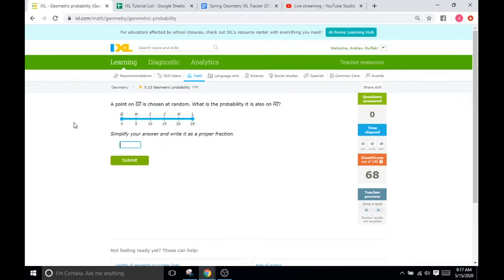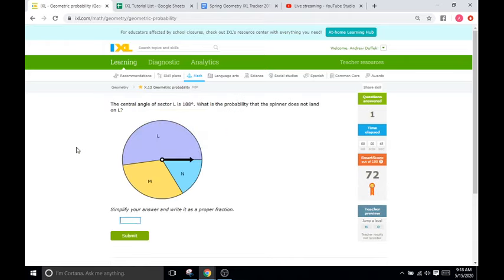Okay, so a point on GI is chosen at random. What is the probability it is also on HI? Okay, so again, we have points here. Think of the space between all of the points. So we'll go, it says probability is on HI. HI is right here, so that's just going to be 5. 5 to 10 is 5. So 5 over, and then GI total is just these two. So 0 to 10 is going to be 10. 5 over 10 is just 1/2, so it's going to be 1/2.